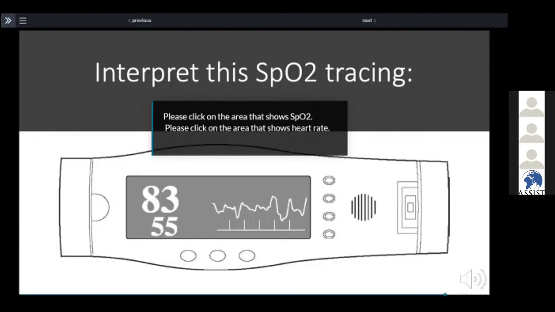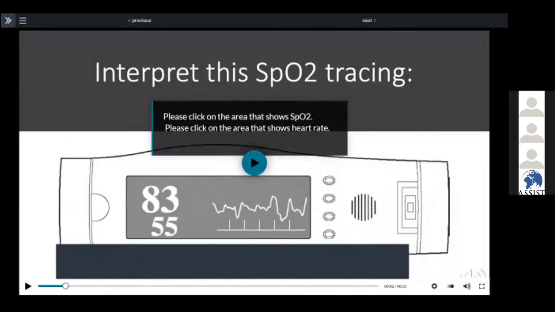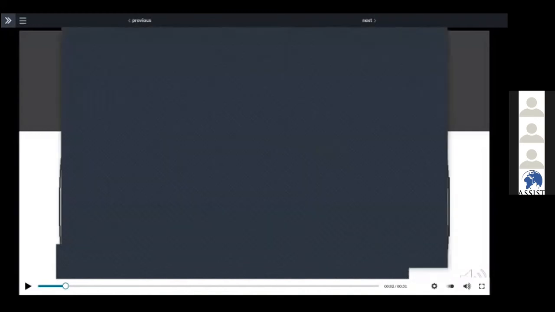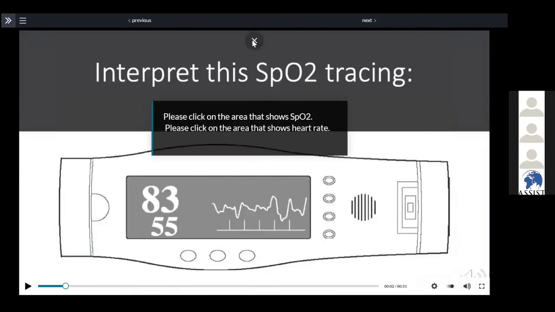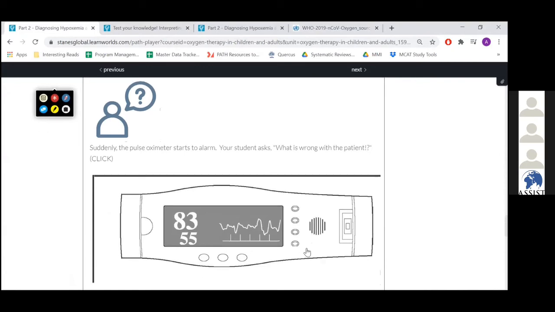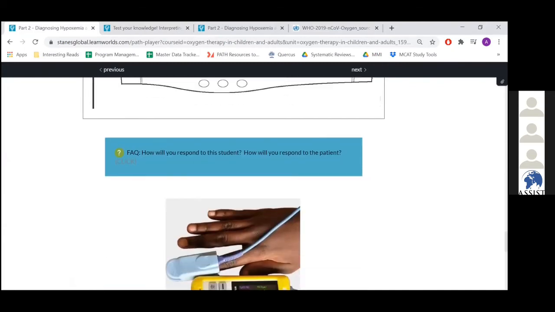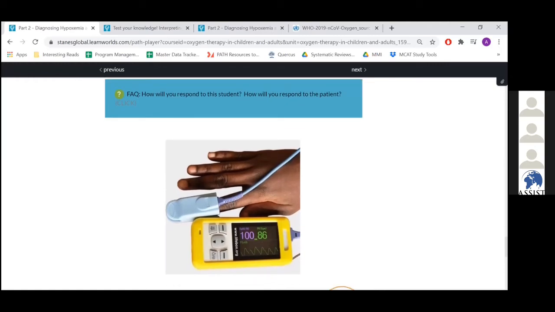Okay, please put your answer in the chat. We don't need the video anymore. I give you about 30 seconds just to put the answer in your chat, and then we'll see our proposed answer to the question. Then after that, we'll click on this picture, and we watch a video explaining how the pulse oximetry works, and also some conditions which can cause it to give an unreliable reading.